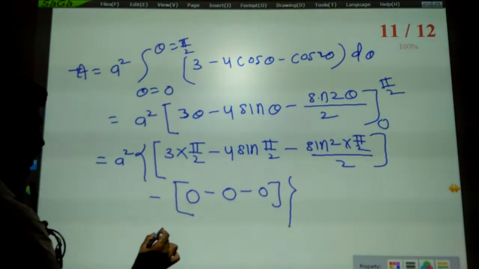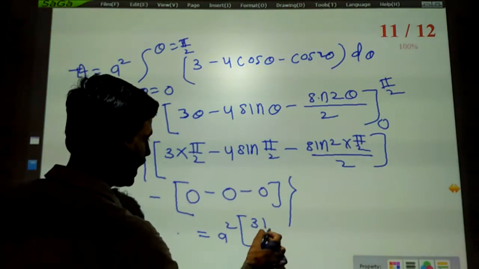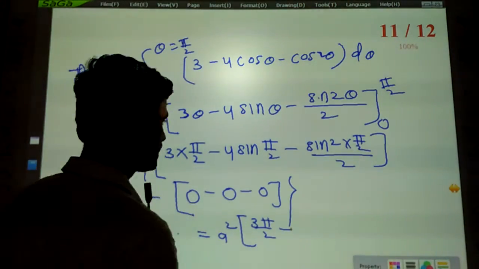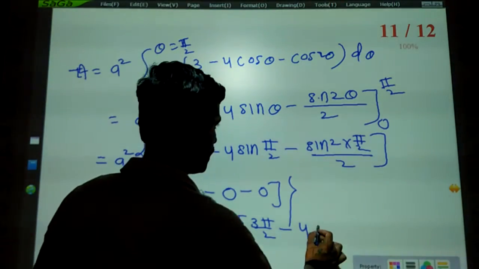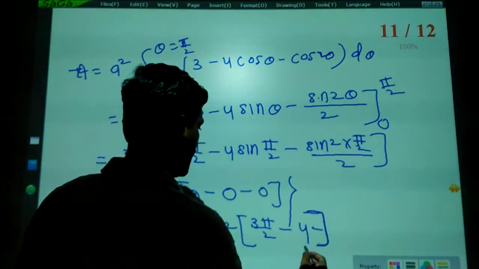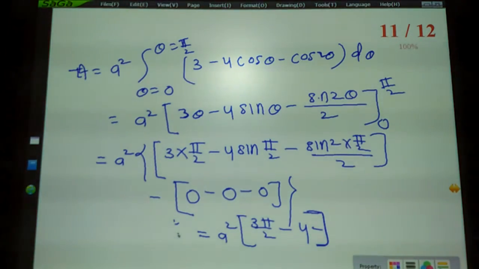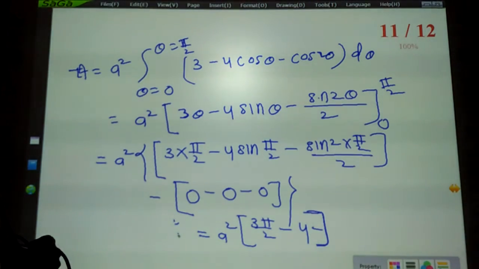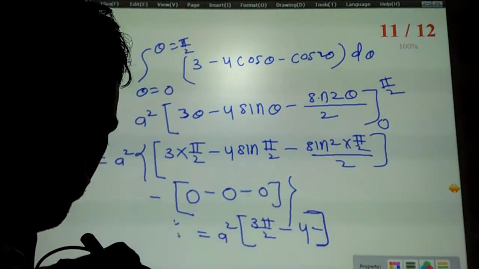Okay. So now a square as it is, here 3 pi by 2 minus sin pi by 2. Sin pi by 2 is the 1, that is 4. This 2 to cancel, sin pi is the 0. So this is the last answer of the given problem. Example number 2 is also here completed. So is it clear? Okay. So now we will start the example number 3.